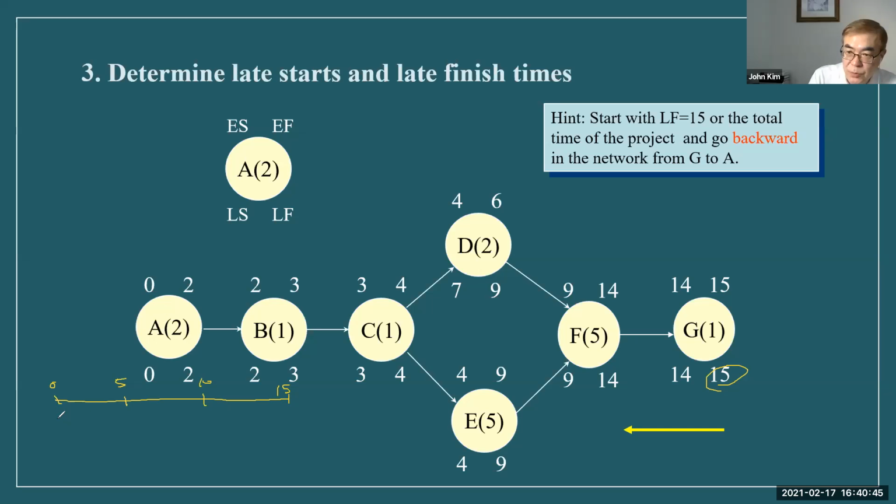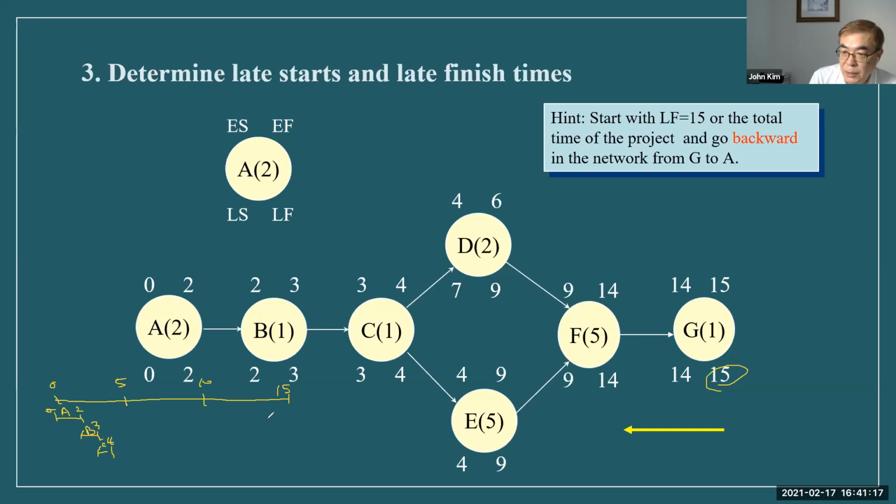Activity A starts at 0 and finishes at 2. So A: 0 and 2. B starts at 2 and finishes at 3. That is B. And then C starts at 3 and finishes at 4. That is C.